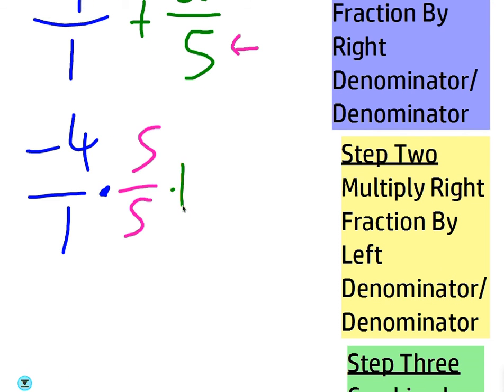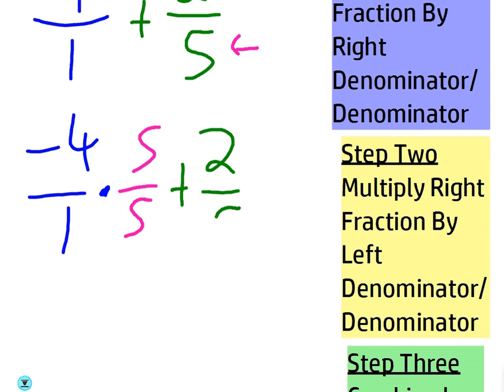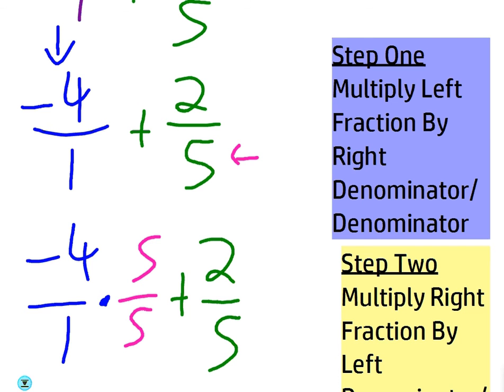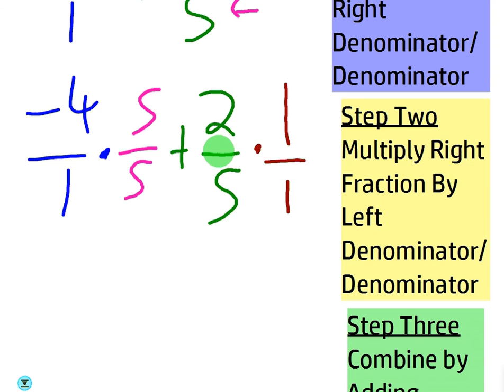And then the 2 over 5, we're going to multiply by what? 1 over 1. Yeah. Now, you don't have to do that because 1 over 1 doesn't change anything. But for the sake of following the steps, we're going to multiply it by 1 over 1. So, now let's do -4 times 5. It's going to give you that numerator, which is what? -20.